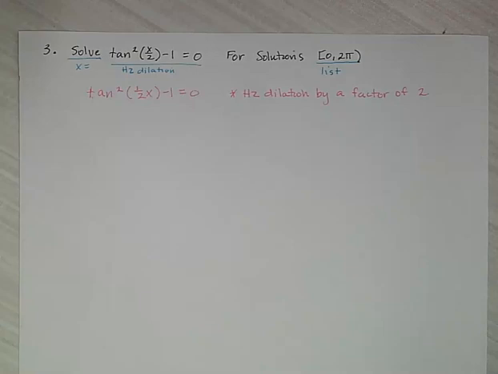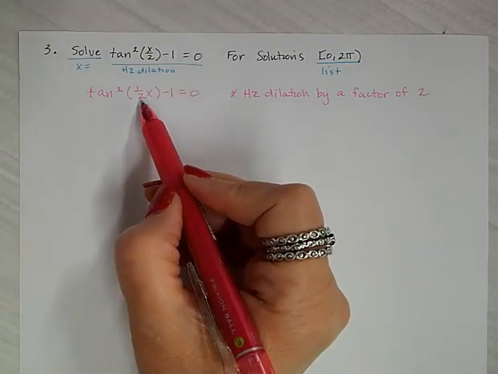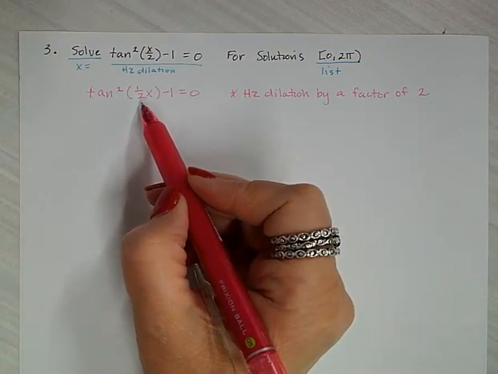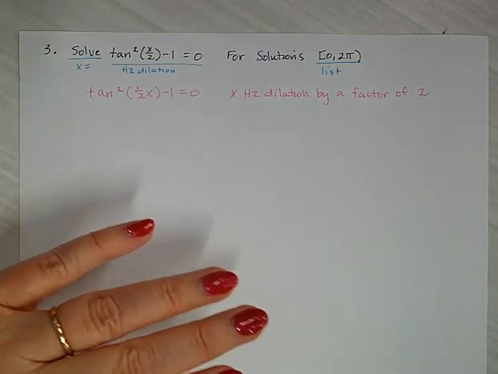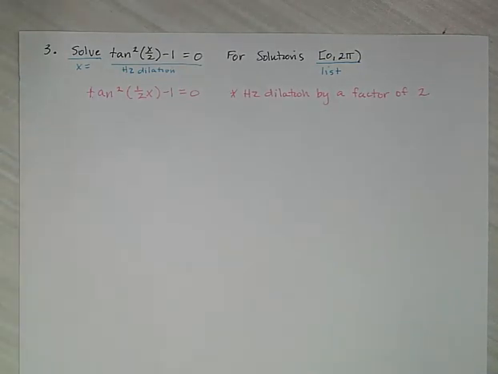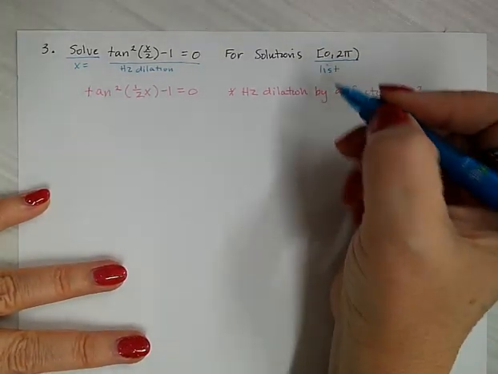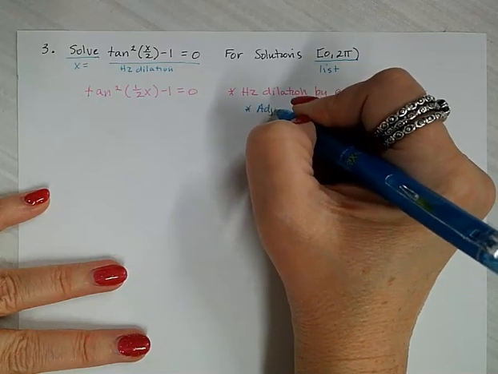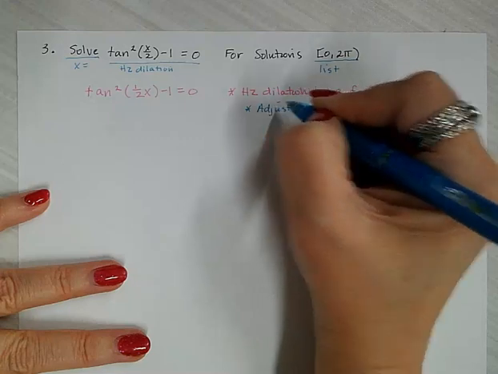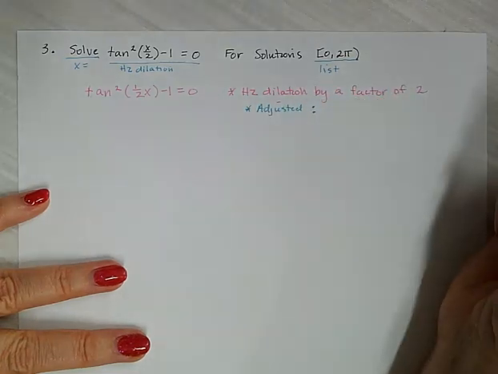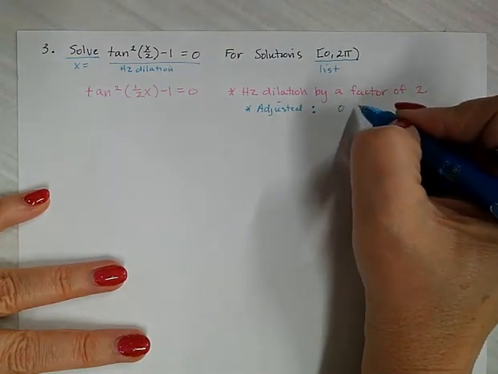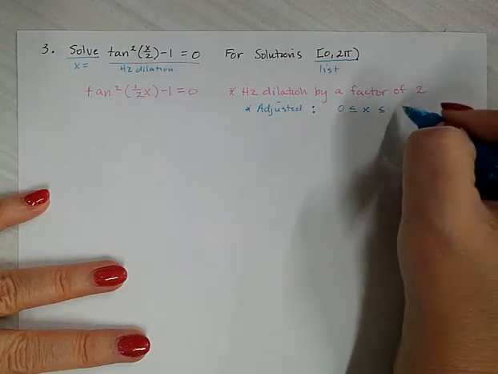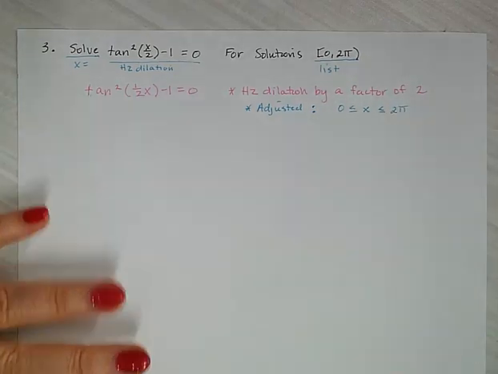So what that's going to do to this particular problem is it's going to actually adjust the restriction from where we're looking. Because think about this, if this is 1/2 dilation, then that means it's actually stretching it out to be twice as long as it once was. So our solutions are going to come from twice as long of an area. So for that adjusted domain, or the adjusted area where we're looking for our solutions, originally that would be 0 less than or equal to x less than or equal to 2 pi.